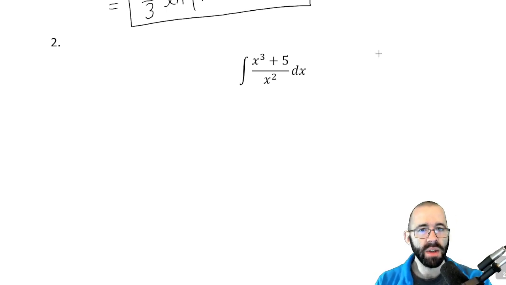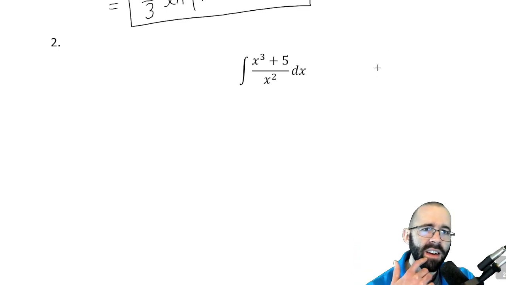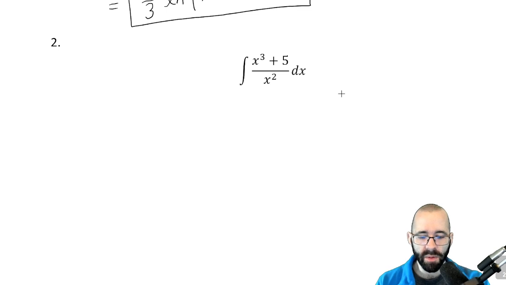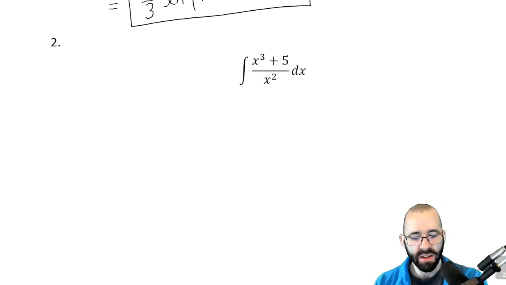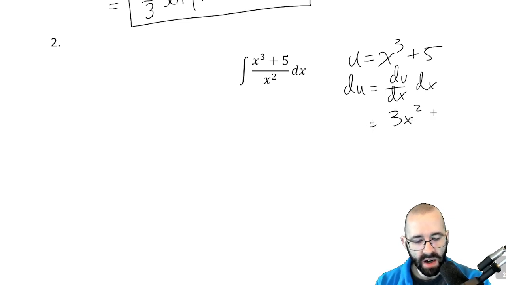So let's just let u be, I don't know. Wait, should we let u be the denominator or the numerator? Because u in the denominator is what we did last time. U in the numerator might work though, because the derivative of x cubed is x squared. So if we let u be the numerator, right, then we get du is du dx times dx. That's 3x squared dx.